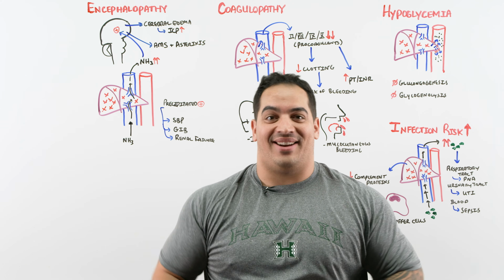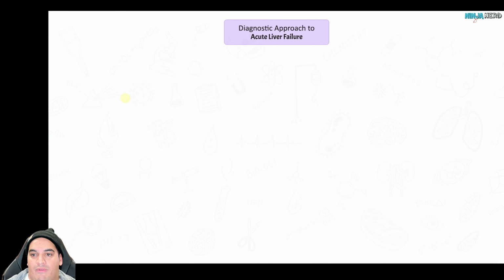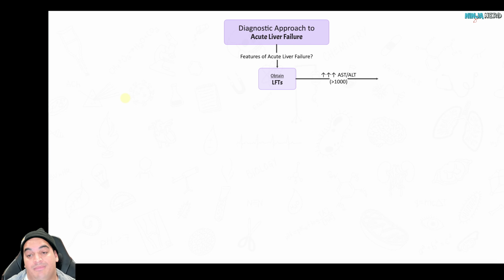Now, let's talk about the diagnostics. I think a patient has acute liver failure. I need to have what? Well, first I need to have liver injury, severe liver injury. So I'm going to get some LFTs. I'm going to look at those AST and ALT molecules. Are they super elevated, at least greater than 1,000? Yeah, that definitely supports hepatocellular injury.